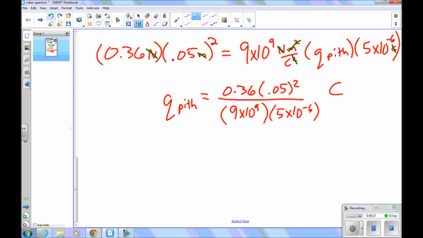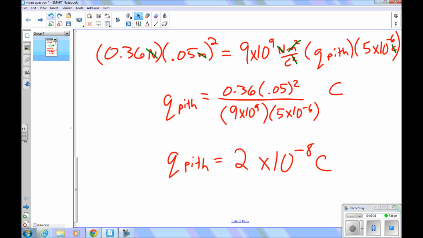Now I can put those things in my calculator: 0.36 times 0.05 squared divided by the product of those two numbers in parentheses. If you're working this out, do be careful with the way you type that into your calculator. Make sure you're actually dividing by the product of those numbers and not just dividing by one then multiplying by the other. When I do that, I find that the charge on the pith ball is 2 times 10 to the negative 8 coulombs. That's the absolute value, at least, of that charge.